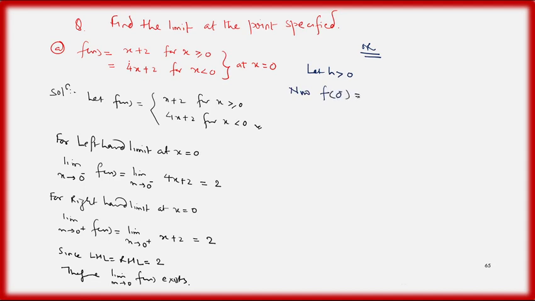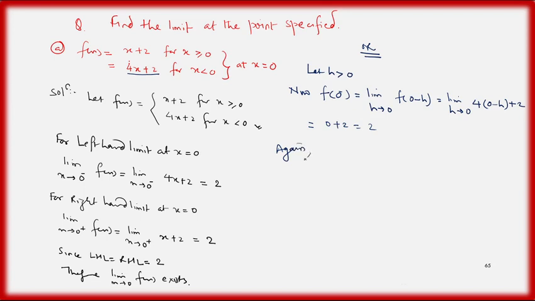Now f of 0 minus, this is for left hand limit, that's understood, limit h tends to 0 f of 0 minus h equal limit h tends to 0. What is the function for left hand limit? This is the function for left hand limit. So what can we do? 4 times 0 minus h plus 2 equal, so h is replaced by 0, 4 times 0 is 0, 0 plus 2 equal to 2. Looks similar, right?